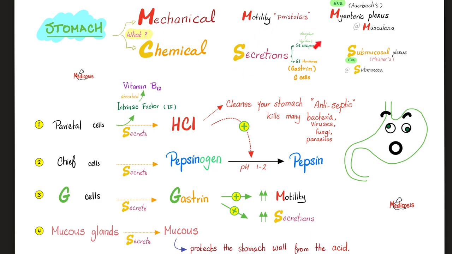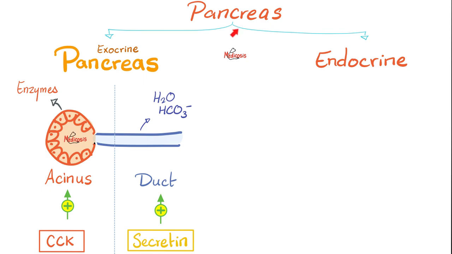Secretion is of what? Of GI enzymes, such as pepsinogen, which becomes pepsin, and GI hormones, such as gastrin from the G cells. But pepsinogen was from the chief cells. Moreover, we have HCl from the parietal cells. Don't forget, intrinsic factor is intrinsic to the stomach. It's intrinsic to the parietal cells. It's intrinsic to your ability to absorb vitamin B12 in the terminal ileum. And the mucous glands secrete, guess what? Mucus.